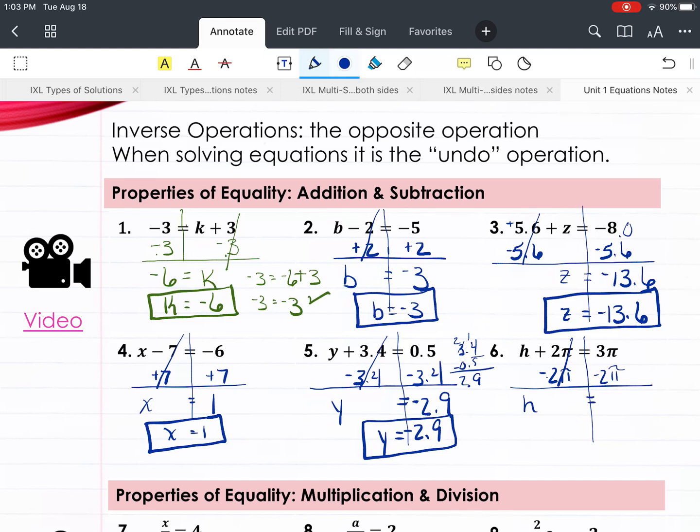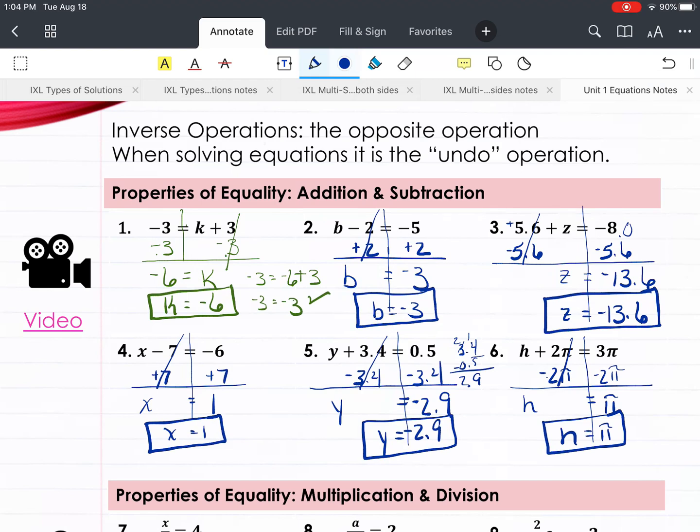Bring down our equals. 3 pi minus 2 pi. Think about that. 3 pi minus 2 pi. Well, that would just be 1 pi. And just like a variable, we don't write the 1 in front. So h equals pi. Now that was a little bit harder to think about, but nice work, nice work.